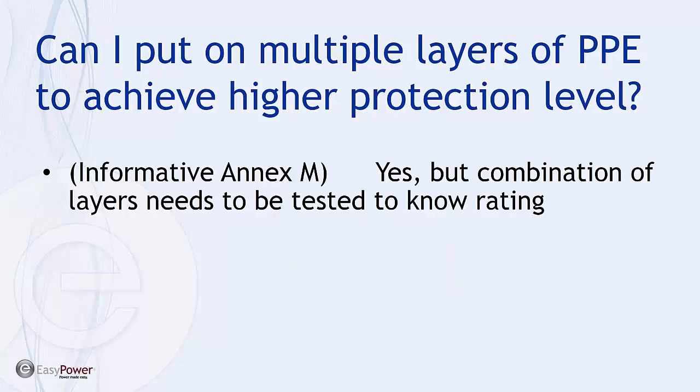Can I put on multiple layers of PPE to achieve higher protective levels? In the informative annex of NFPA 70E, the answer is yes, but a combination of layers that we expect to use needs to be tested so that we know the rating. It's not automatic that two layers of category 2, 2-calorie equipment gives me 4 calories. We need to be able to test that result before we can confirm or use that particular combination of layers. And it's possible to send in test samples to a test lab and verify that.